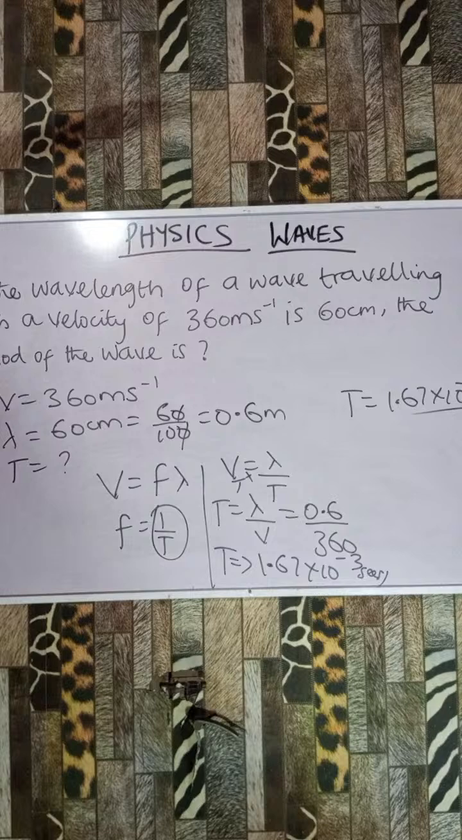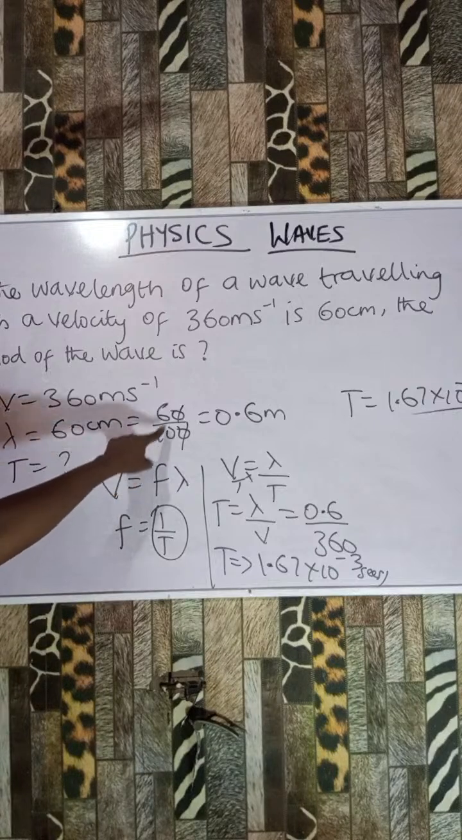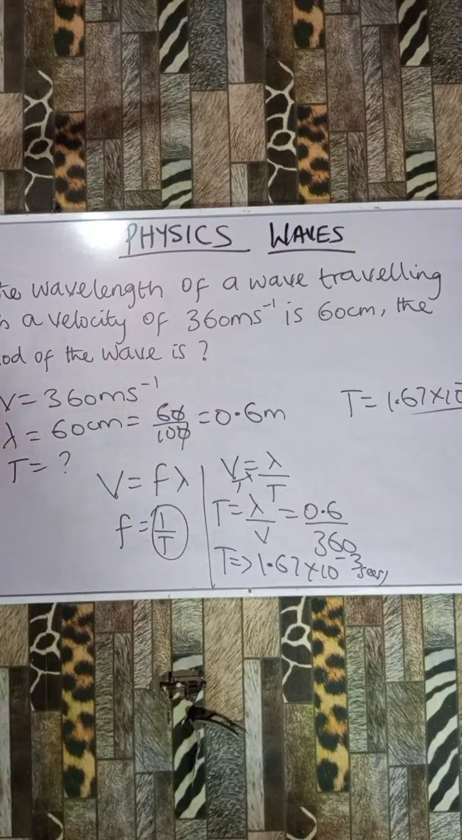The question says, if the wavelength of a wave traveling with a velocity of 360 meters per second is 60 centimeters, the period of the wave is what? From what we have in this question, we are given the velocity as 360 meters per second, and the wavelength as 60 centimeters. But we need to convert this to meters simply by dividing by what? 100. So if you divide this by 100, it gives us 0.6 meters.